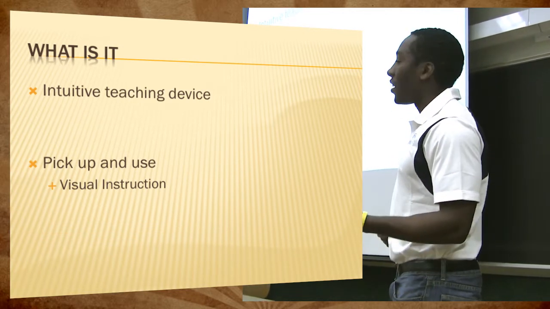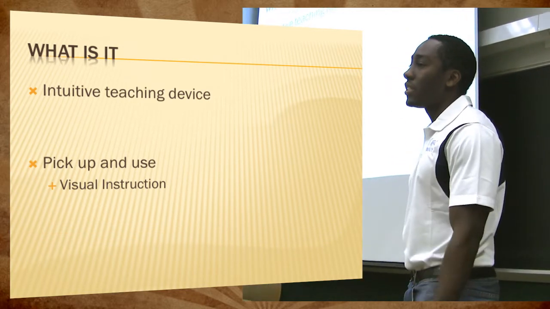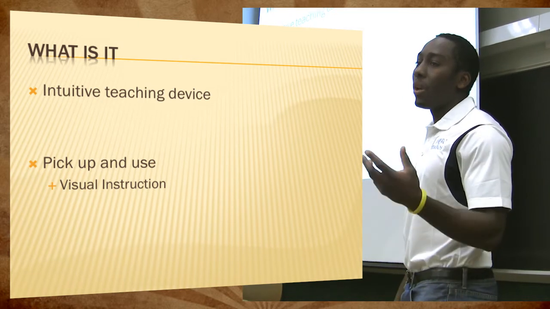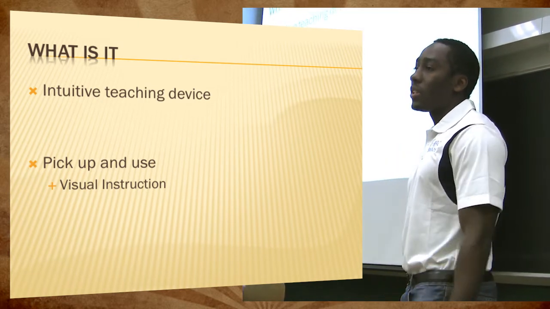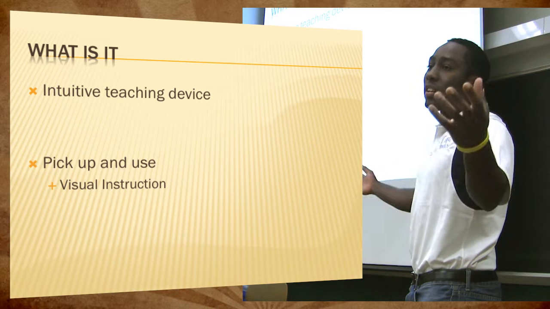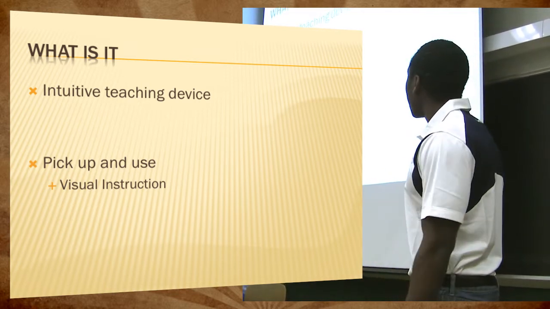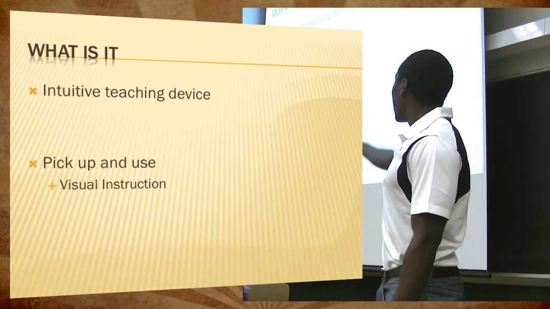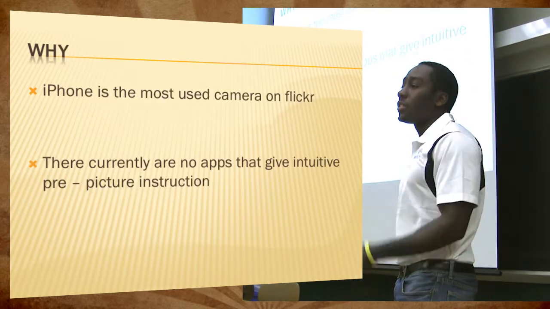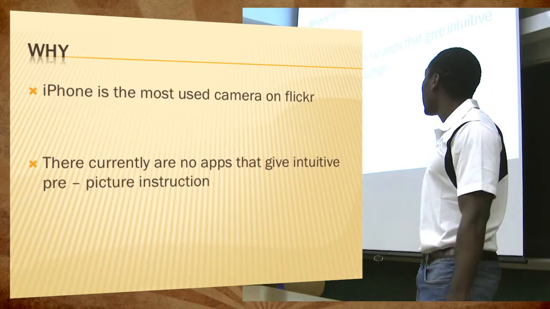So what is it? Basically, it's an intuitive teaching device that shows you how to take a well-composed photo without having to read instructions. You're drunk at the bar, you're trying to get some photos with your friends, you're not going to read instructions, and plus you're trying to see all the ladies out there. So you just want to pick it up and use it, and it's just easy to use. You click it, it has an overlay, it's going to show you what to do.